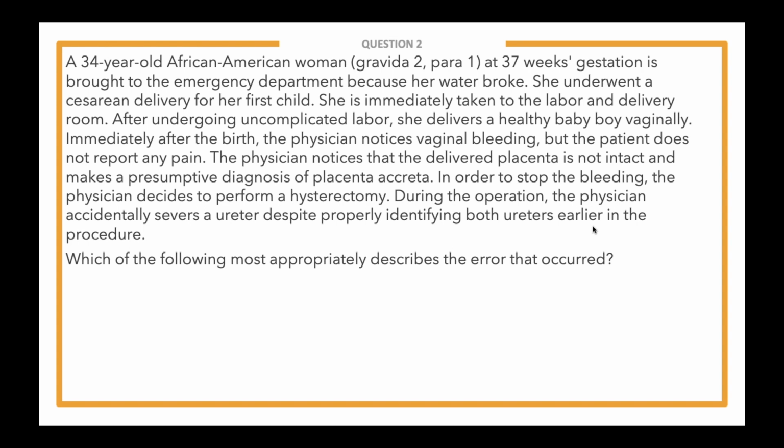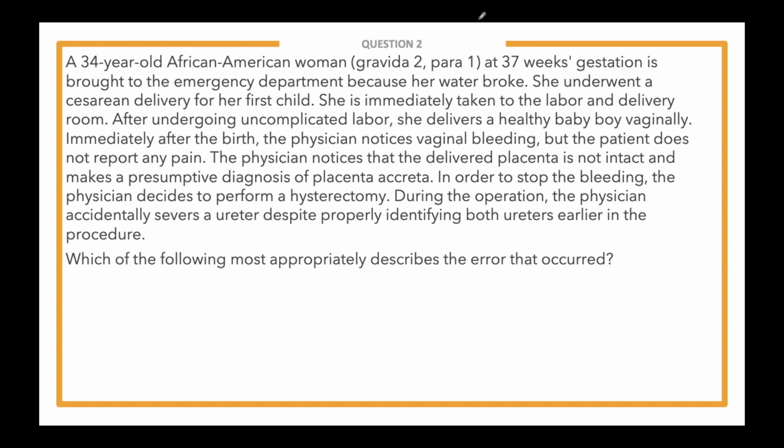Immediately after the birth, the physician notices vaginal bleeding, but the patient does not report any pain. The physician notices that the delivered placenta is not intact and makes a presumptive diagnosis of placenta accreta. In order to stop the bleeding, the physician decides to perform a hysterectomy. During the operation, the physician accidentally severs a ureter despite properly identifying both ureters earlier in the procedure. Which of the following most appropriately describes the error that occurred?